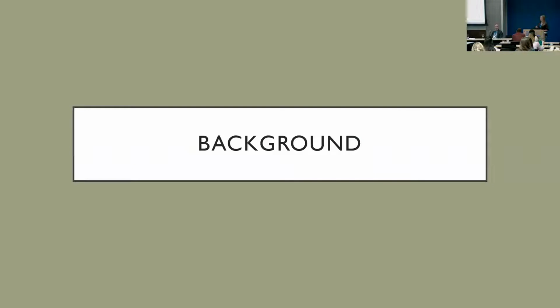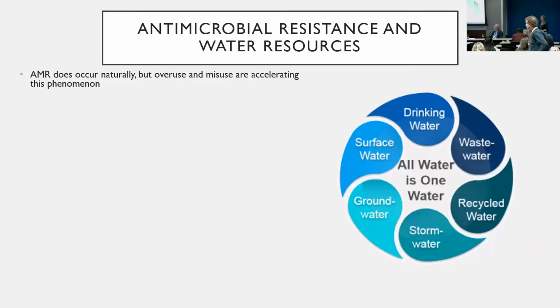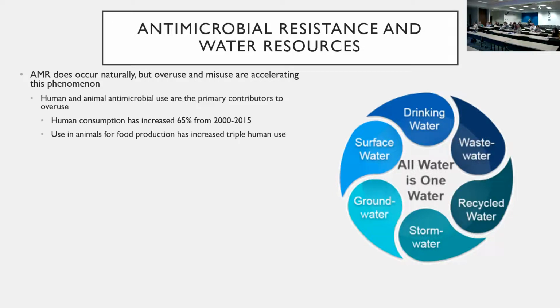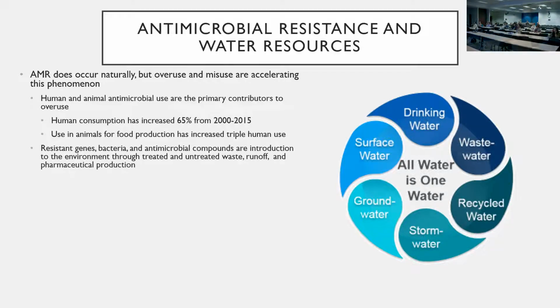So I just want to start us off with a little bit of background and why this is even relevant. Antimicrobial resistance, or AMR, does occur naturally, but overuse and misuse are accelerating this natural phenomenon, specifically use in humans and animals being the primary contributors, with human consumption increasing 65% from 2000 to 2015, and use within animals tripling that of humans. This is a concern because these resistant genes, resistant bacteria, and antimicrobial compounds can then be introduced to the environment, specifically water resources, through treated and untreated wastewater, runoff, and pharmaceutical production and other industrial manufacturing.